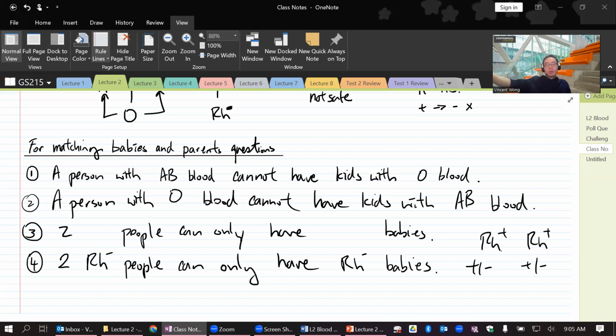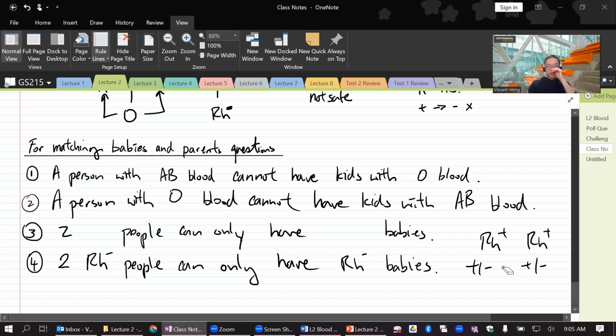But just by saying someone is Rh positive, there's no way for us to tell immediately whether they are homozygous or heterozygous. So we cannot generalize like that. But thank you for pointing that out. I'm sure many people felt the same.